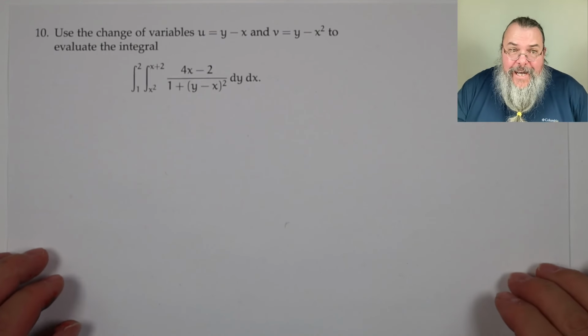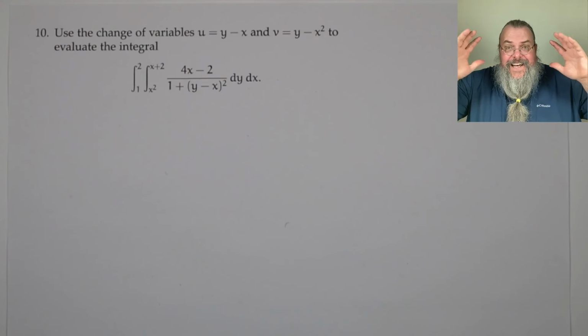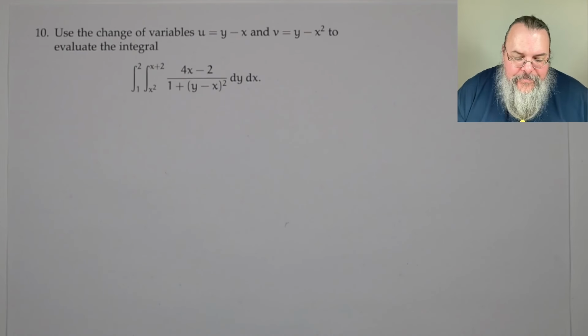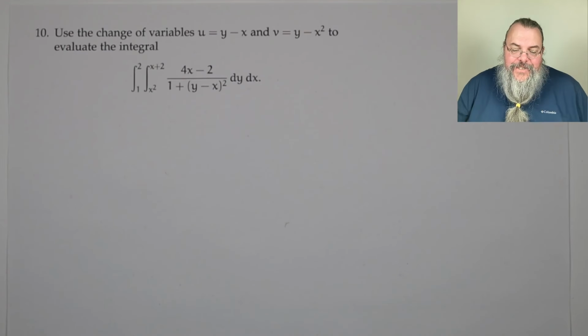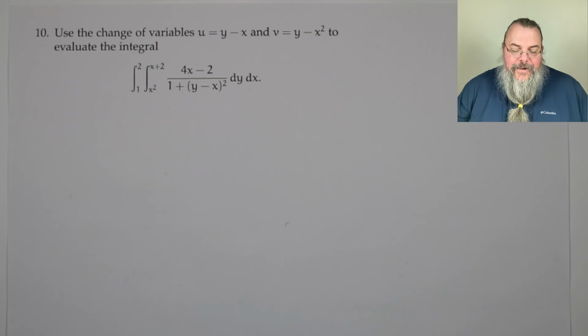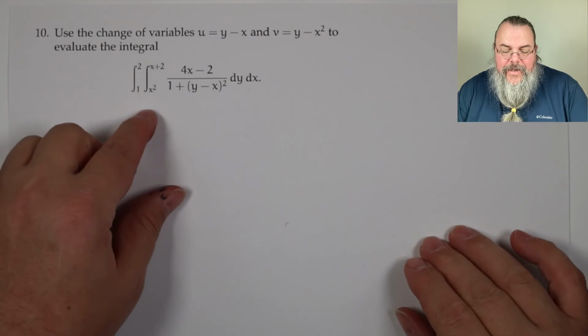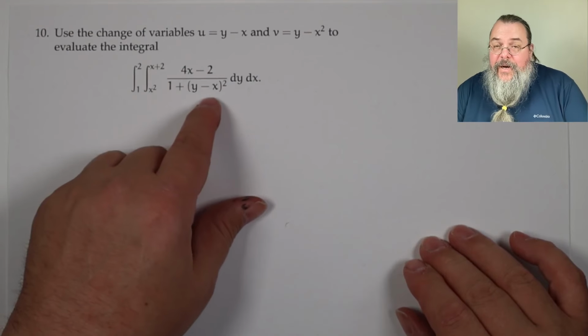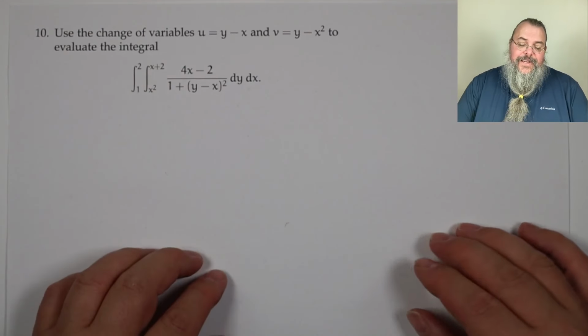Our final problem, number 10. Woohoo! Use the change of variables u equals y minus x and v equals y minus x squared to evaluate the integral. Integral 1 to 2, integral x squared to x plus 2, 4x minus 2 over 1 plus y minus x quantity squared dy dx.